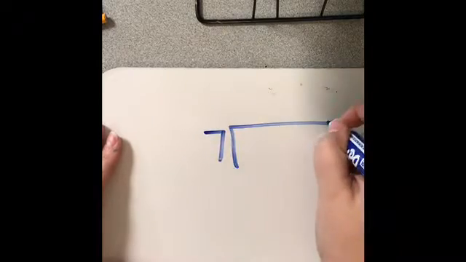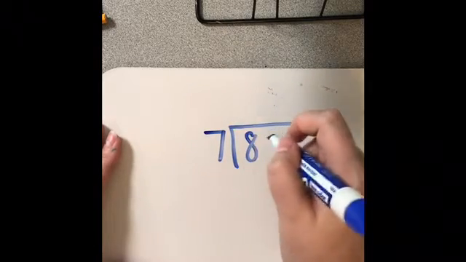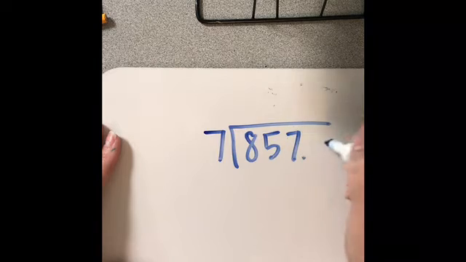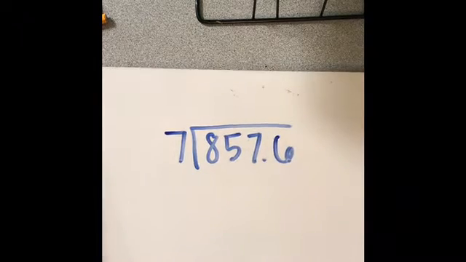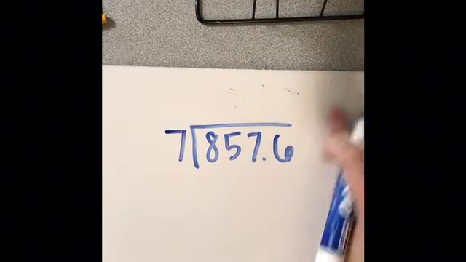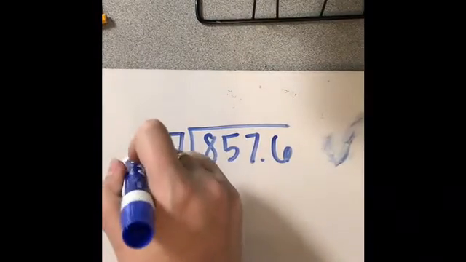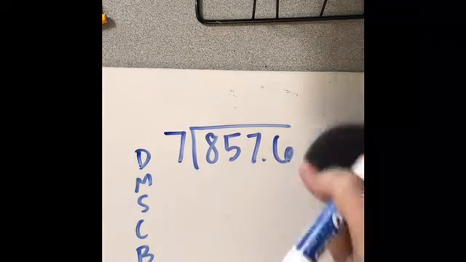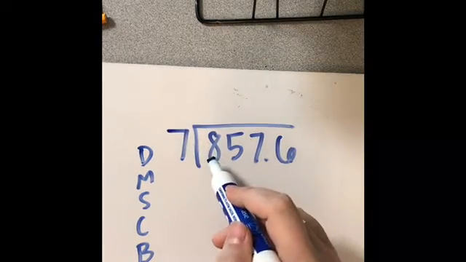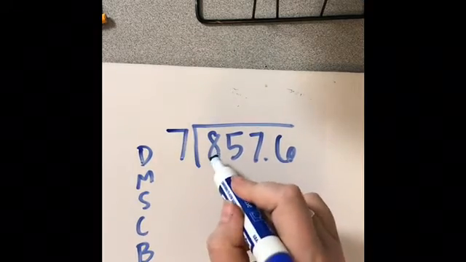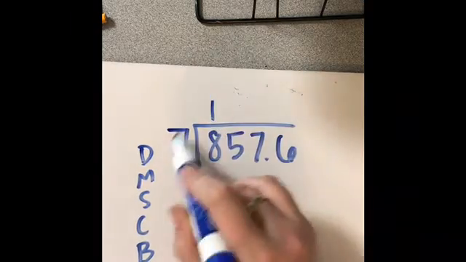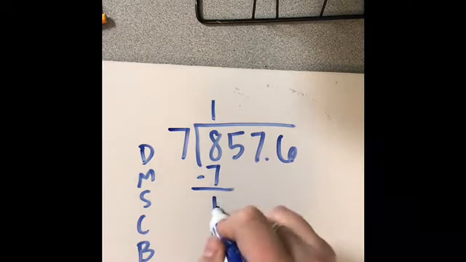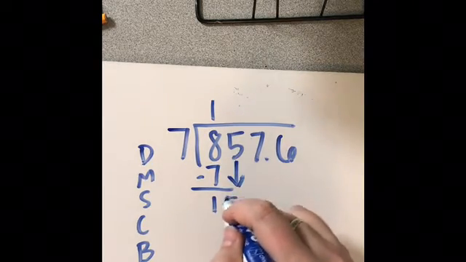Okay, let's do the quotient one. So we're going to solve 7 into 857 and 6/10. Okay, so the first thing we do, let me write it over here. So the first thing we need to do is divide. So we say, how many times does 7 go into 8? Well, 7 times 1 is 7, so 1 time. 7 times 1 we just figured out was 7, gives us 1 left over. So we bring down our 5.